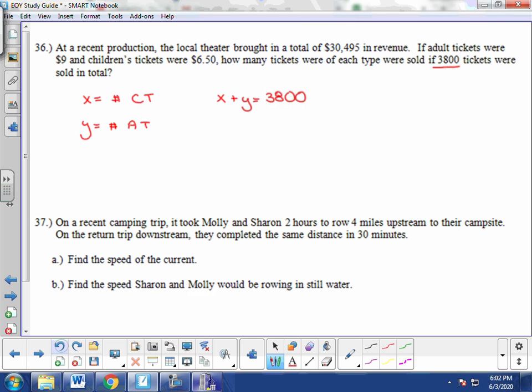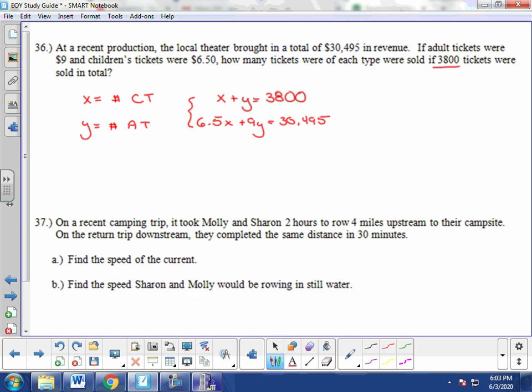So my other equation here is going to relate to revenue. So, just to keep the order the same, let's go with 6.5 times X, that's my children's tickets, plus 9 times Y, that's my adult tickets, is equal to 30,495. So now what I have is a system of equations. So I can solve this system of equations. If it doesn't tell us we have to do it algebraically, if you want to do this graphically, that is definitely okay.